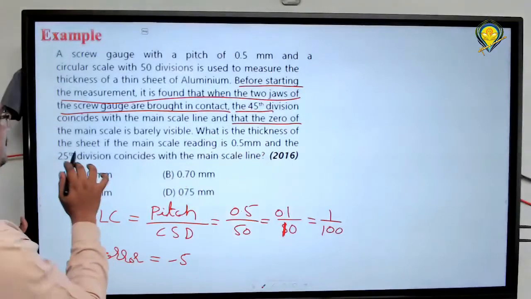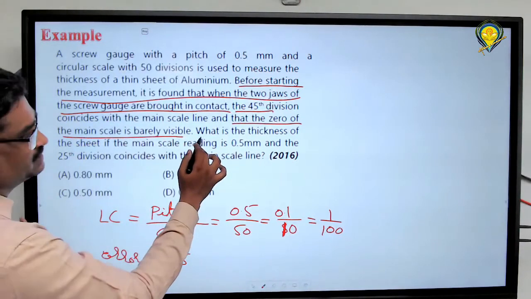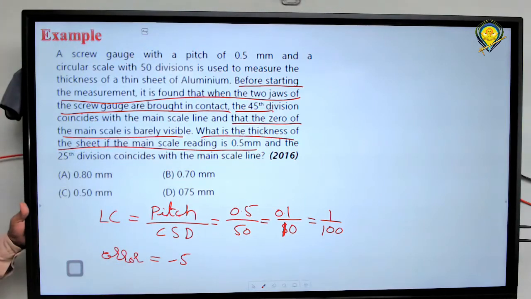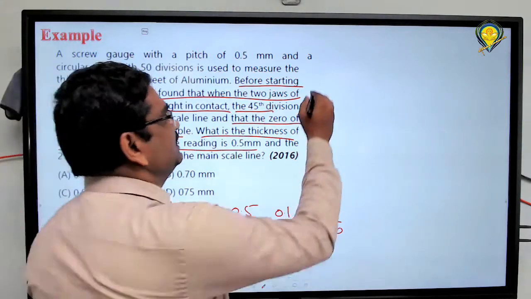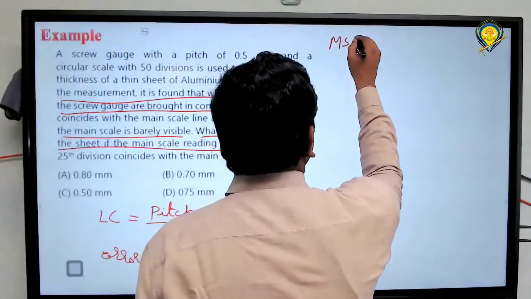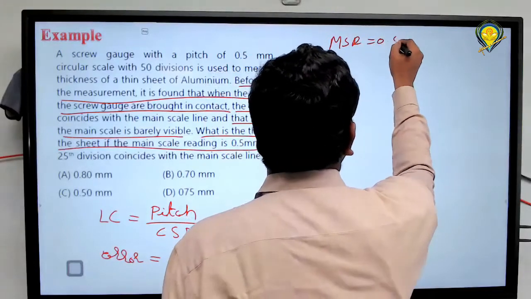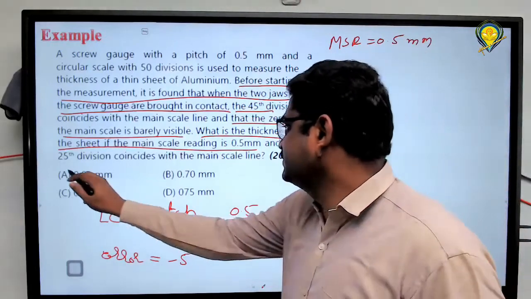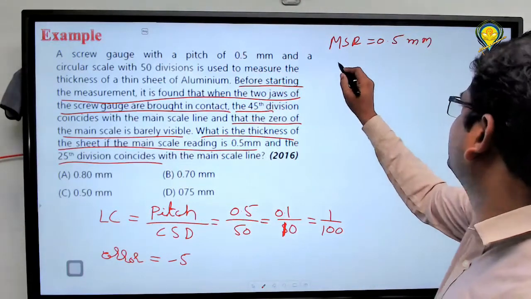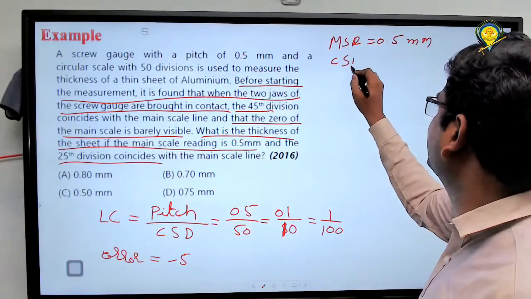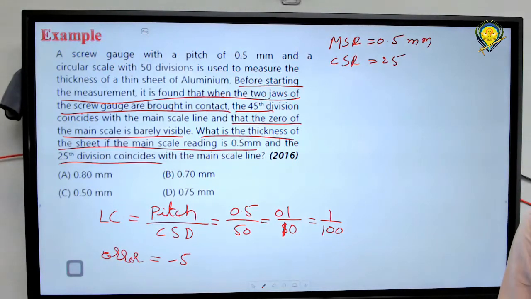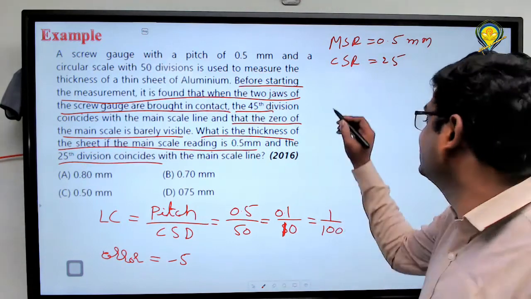And the zero of the main scale is barely visible. What is the thickness of the sheet if the main scale reads 0.5 mm? That means the main scale reading is given as 0.5 mm. Next. And the 25th division coincides with the main scale reading. So the circular scale reading is 25. So what about the total reading?